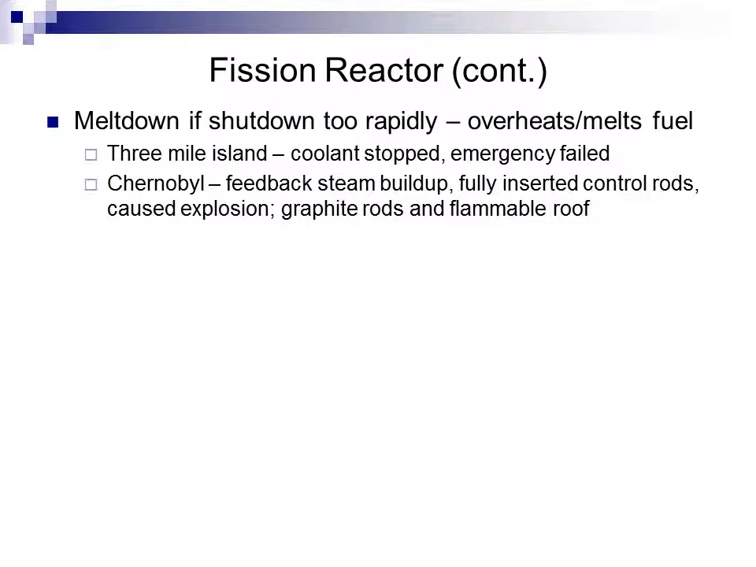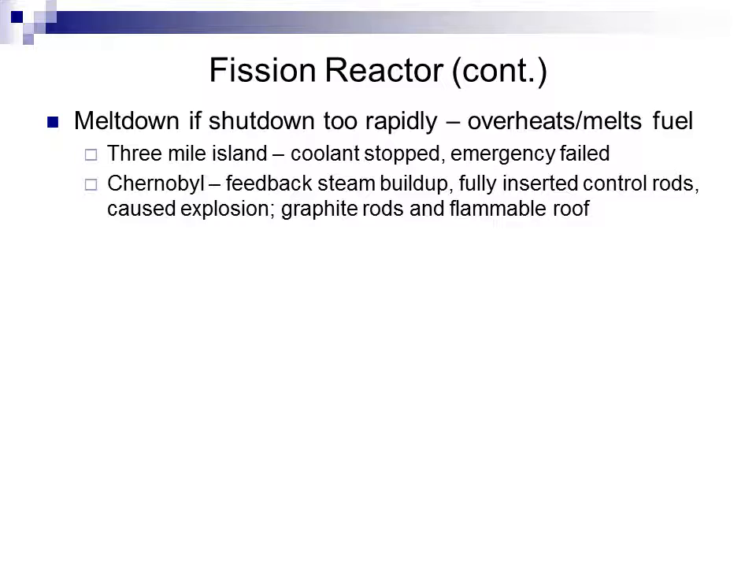The process of meltdown that you may be familiar with in a nuclear reactor occurs if we shut down the reactor too rapidly. It causes the reactor to overheat and will melt the fuel rods. In the 3 Mile Island disaster in the United States, we stopped the coolant too early and the emergency system failed to kick into play, which caused the reactor to overheat and melt down.